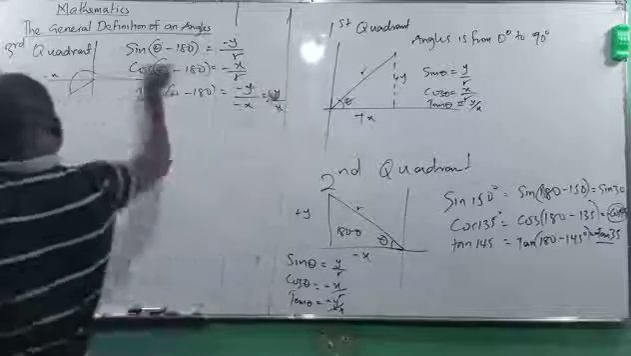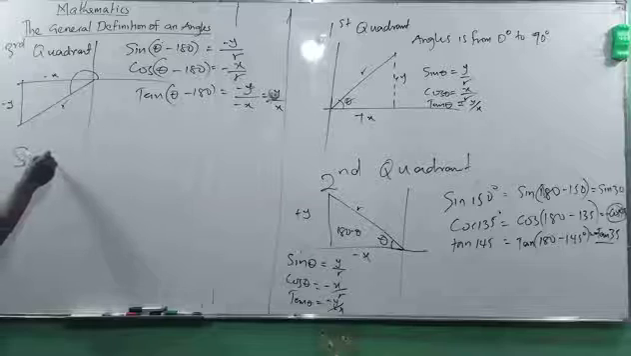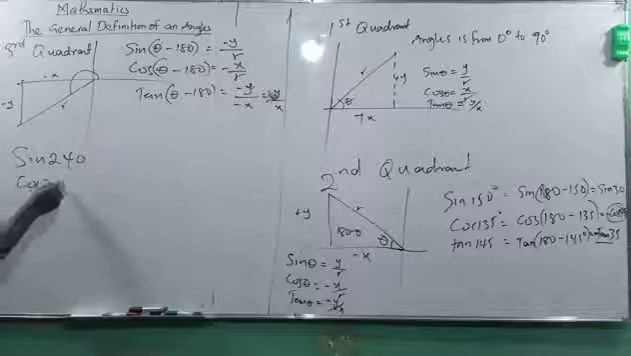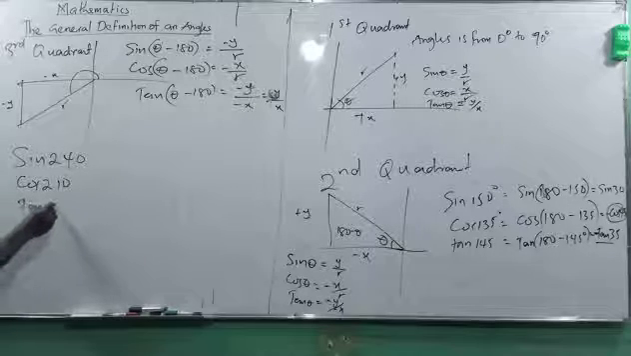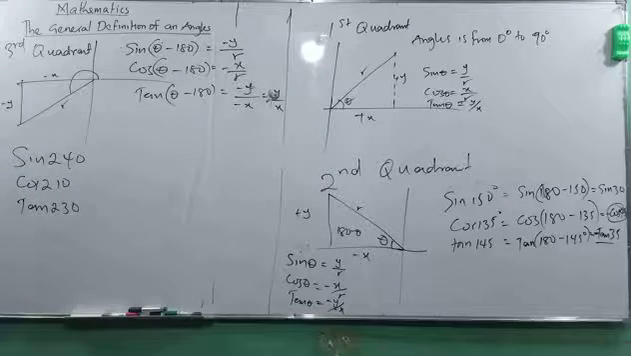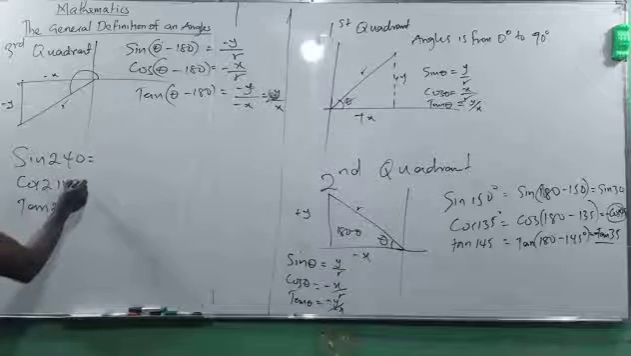X. Can you see why that is positive? For instance, if I have this type of angle, I'm having sine 240, cos 210 and tan 230. Now, all these are in the third quadrant, and you need to work on it.